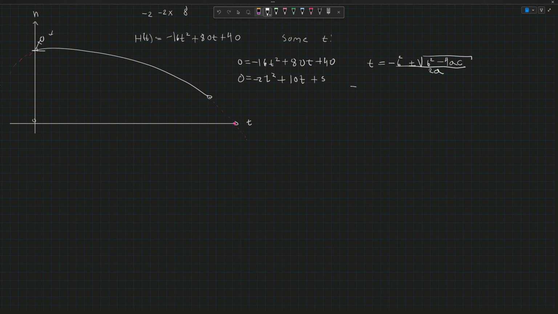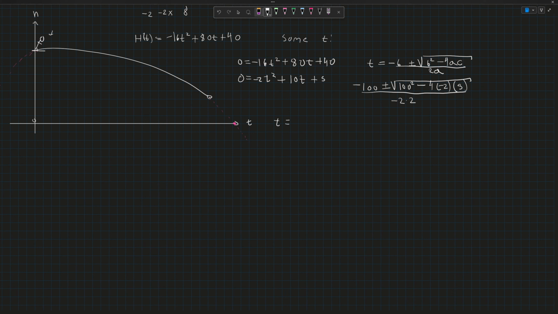So this becomes negative 100 plus or minus... well, actually, I don't know why it's squared. I don't know why this whole thing should not be squared. Excuse me, guys. I'm so sorry for the amount of mistakes that I'm making. So the square root of 100 minus 4 times a, which is negative 2, times c, which is 5. This is where the sign matters. Times 2 times a, which is still negative 2, so 2 times negative 2. And of course, this is t. We're going to get two solutions.